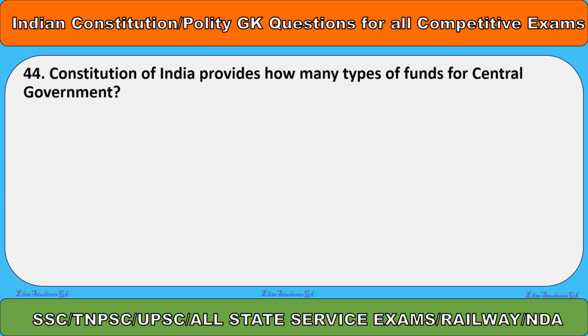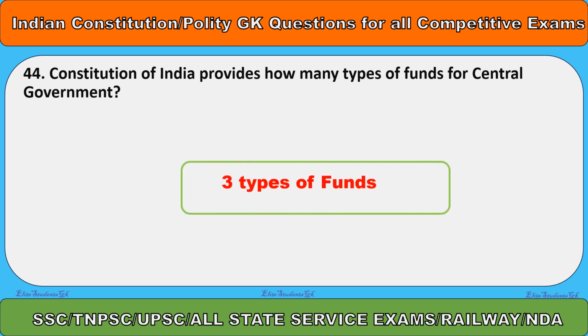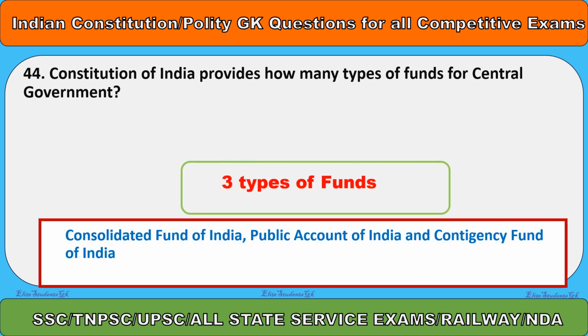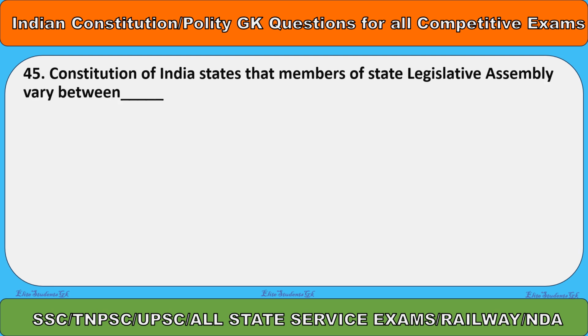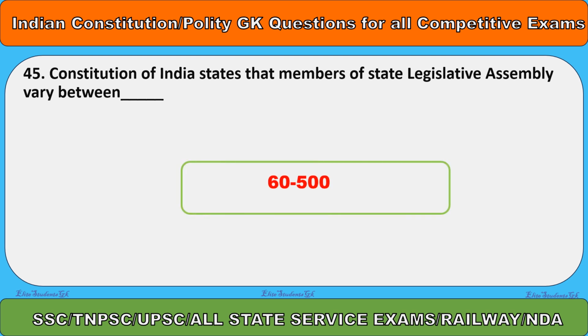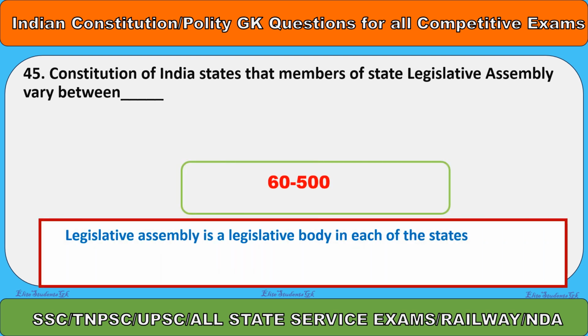The Constitution of India provides how many types of funds for the central government? Three types of funds: Consolidated Fund of India, Public Account of India, and Contingency Fund of India. The Constitution of India states that members of a State Legislative Assembly vary between 60 to 500. The Legislative Assembly is a legislative body in each of the states.